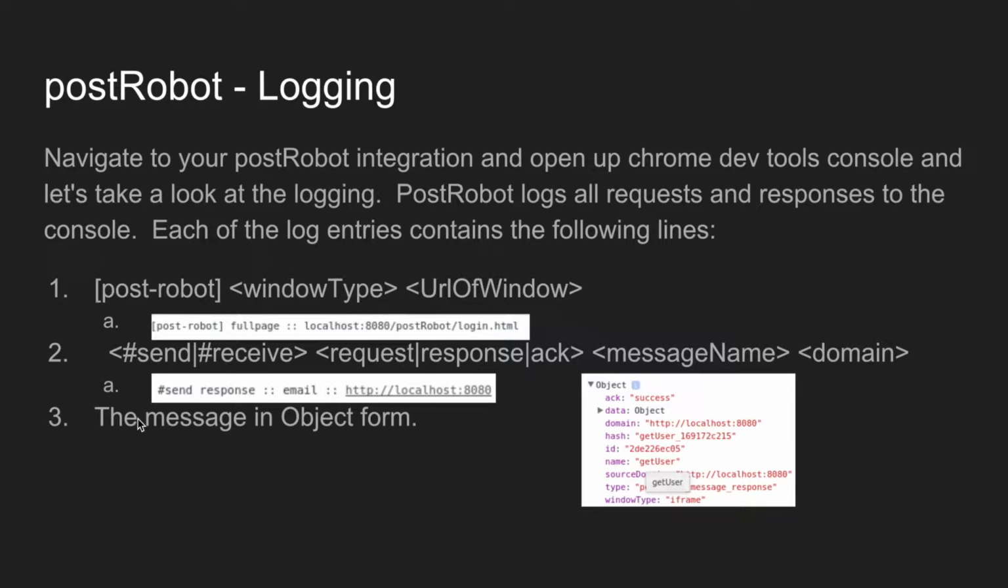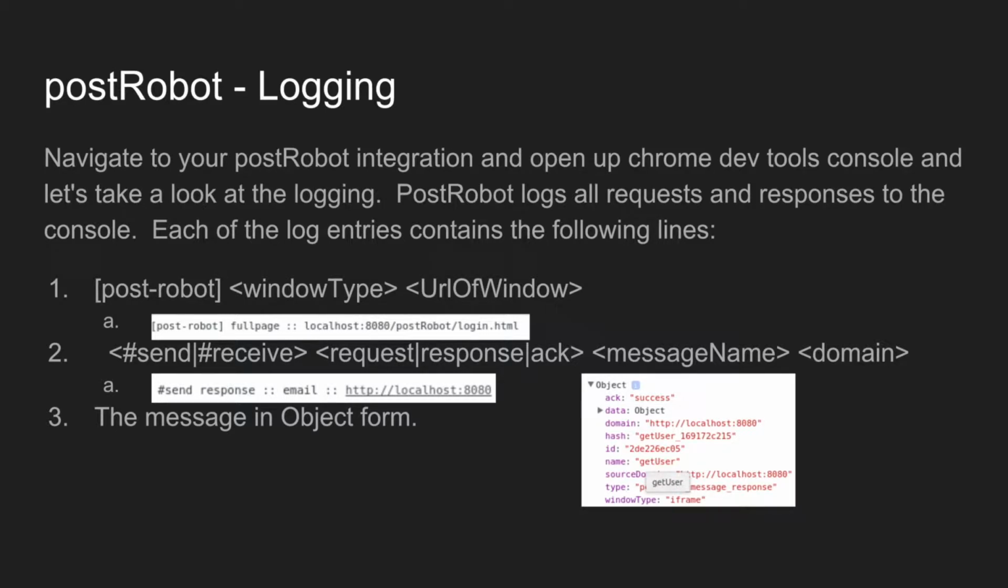And then you'll also see underneath all that the message in object form. So you'll actually see the event that is passed back in postRobot, and you can go into that object and look around if you want to. It looks a lot like a post message event, but it is a little bit different. You can also view the data in the log itself.